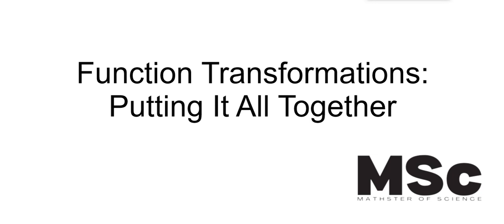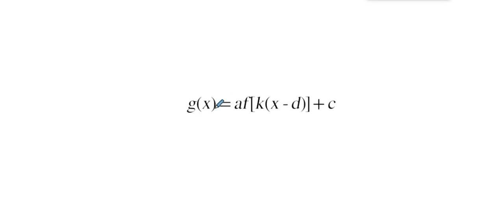In this video, we're going to be looking at function transformations, and we're going to be looking at the combination of all the different transformations that we've seen so far. We're going to look at dilations, reflections, and translations. So we're really putting it all together. This is a transformed function g of x that is a function f of x that has had the work done to it. We see the a, k, d, and c values.